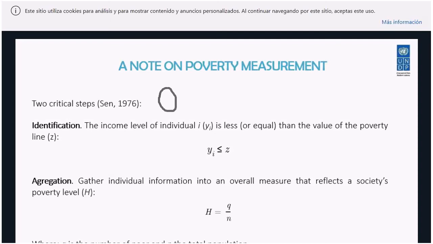So if per capita income for any individual, for a child or an adult or an elderly person, is below or at least equal to the value of the poverty line, we can say that that individual is poor. And of course, if that income is above the poverty line, that individual is, of course, considered as non-poor, right?